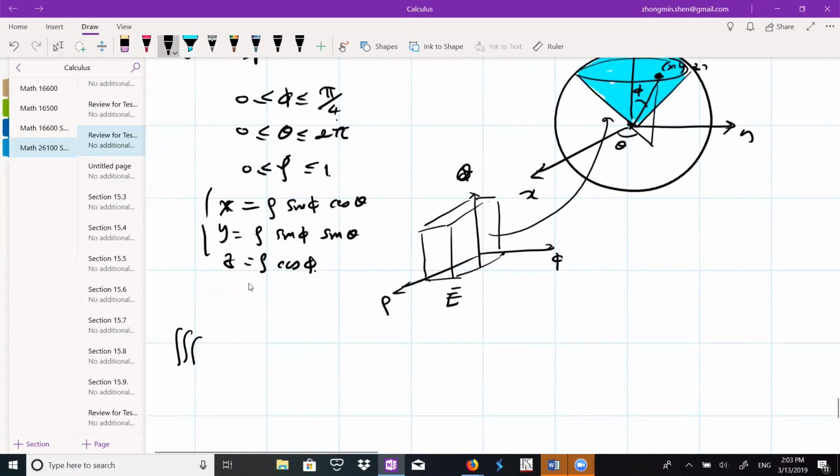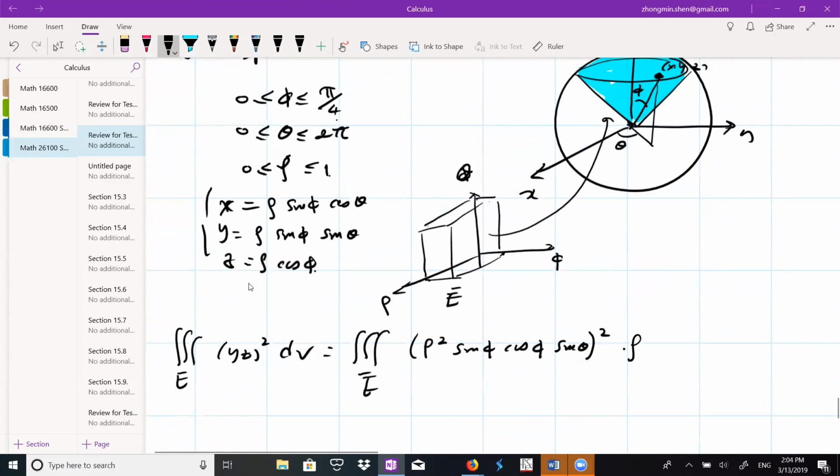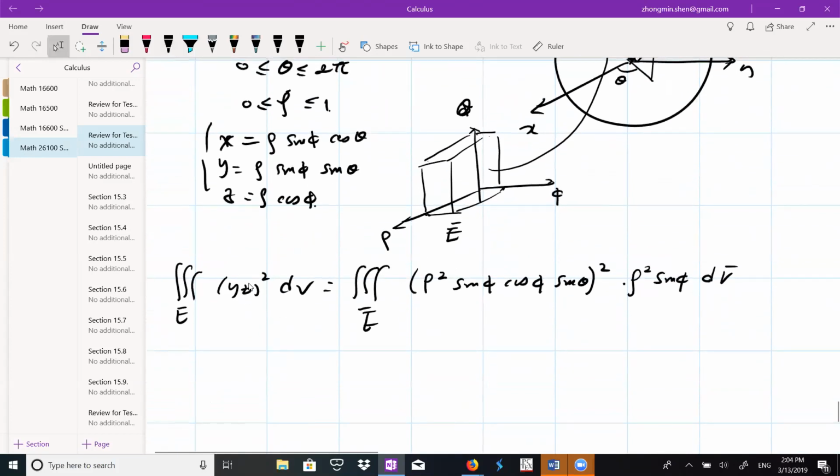So this triple integral of y squared z squared dV can become the triple integral over E bar of rho squared sine squared phi sine squared theta times rho squared cosine squared phi, and then I have a rho squared sine phi, and dV. This last factor is coming from the Jacobian of the spherical coordinates.